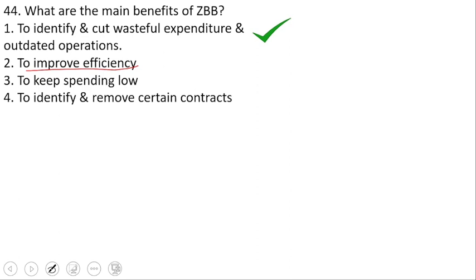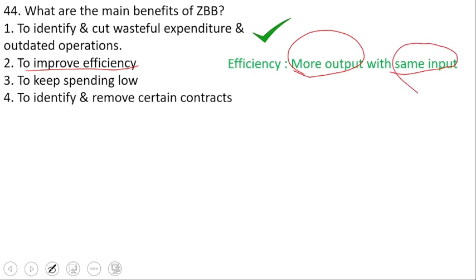Option 2, to improve efficiency. What do you mean by efficiency? Efficiency means more output with the same input. Now, just by adopting ZBB, the efficiency of the organization is not improved. So, this is not the right answer.